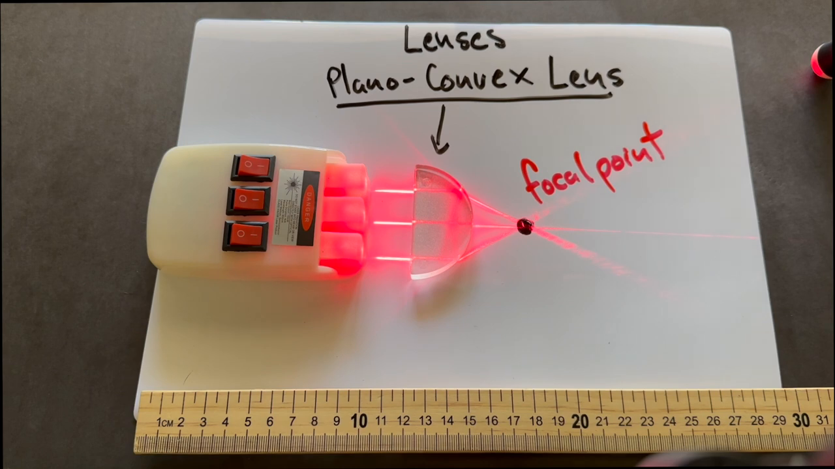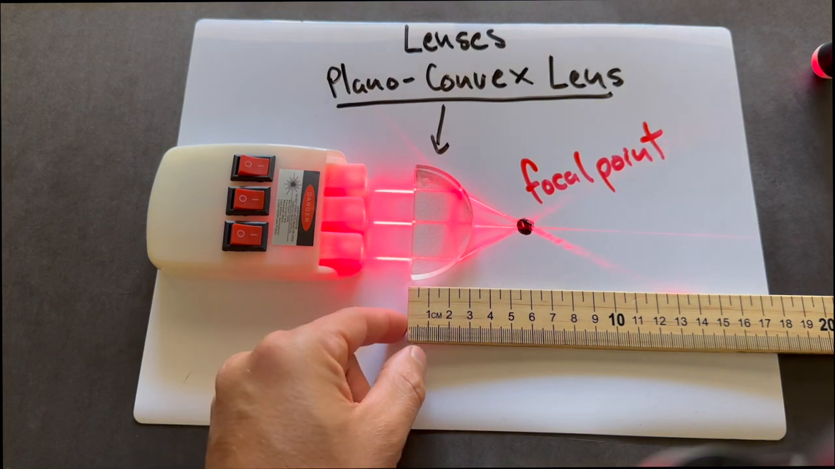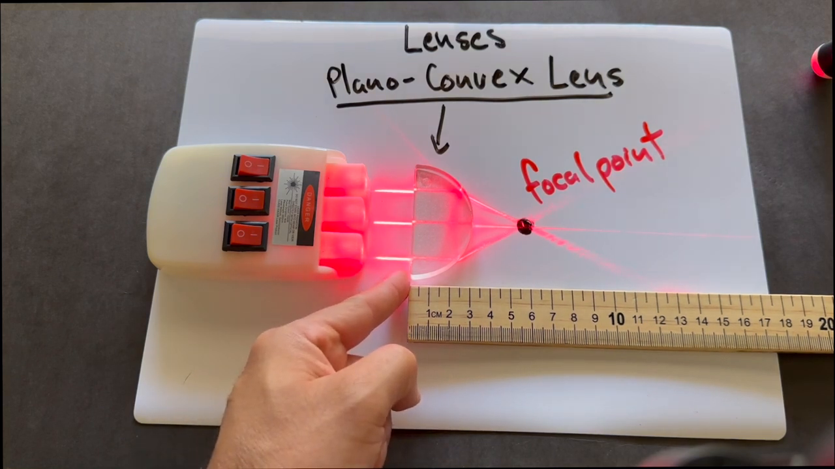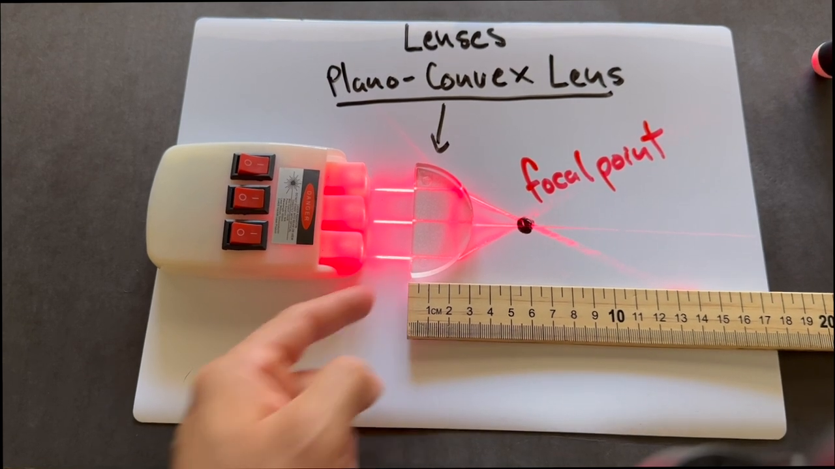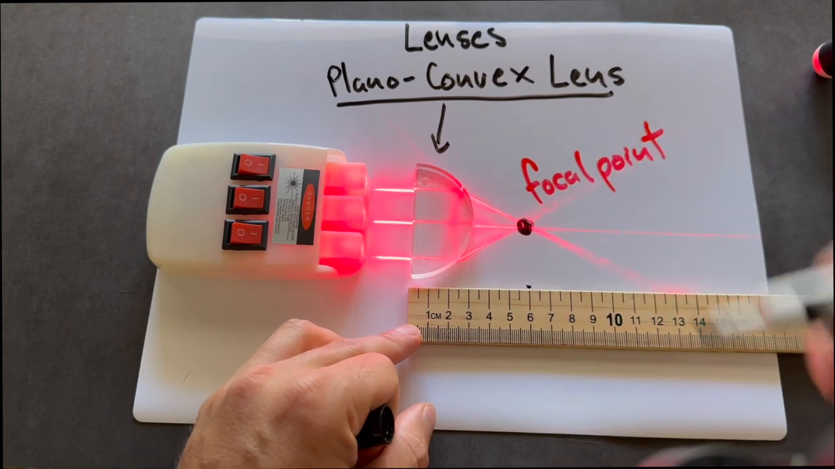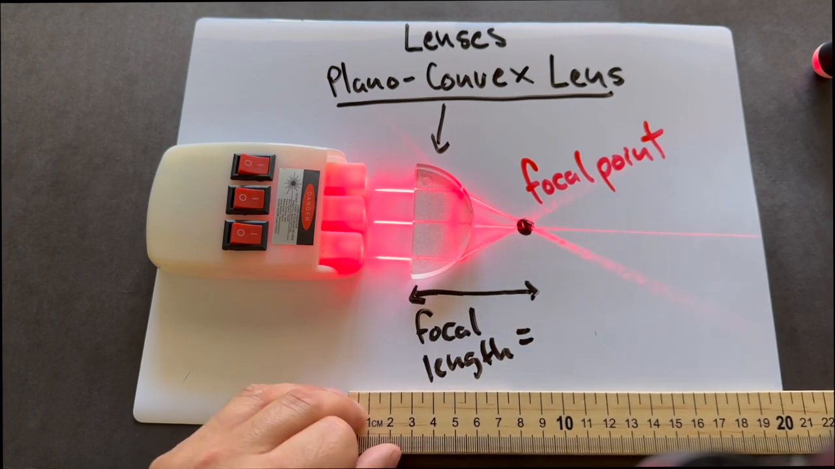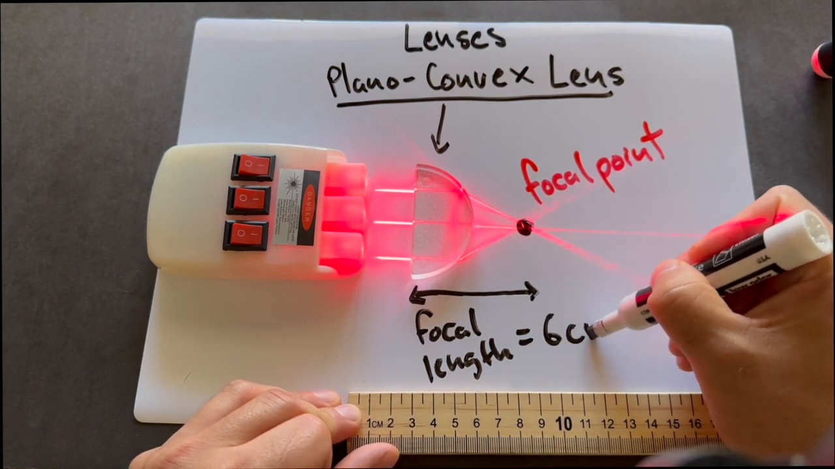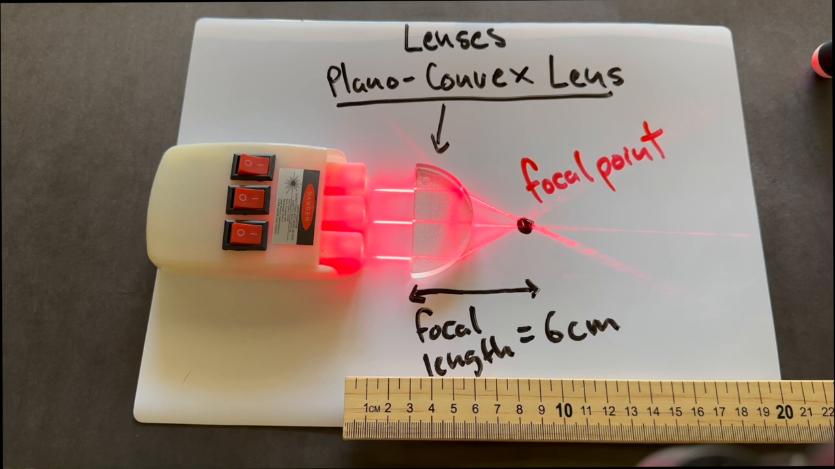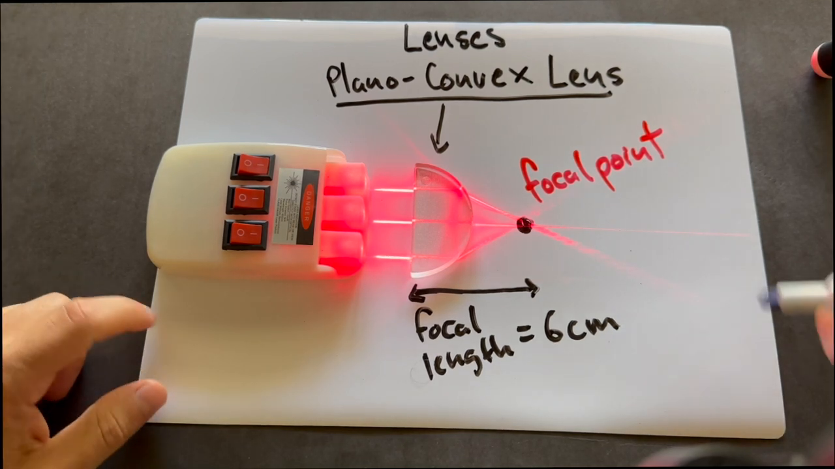And we can measure the distance to the focal point by measuring where the lens curvature begins, which is right here, to where that focal point is. In this case, we bring that right down, it's about 6 centimeters. So the focal length of this specific lens is about 6 centimeters. The focal length tells us how powerful a lens is. So the measure of this ability to refract the light is called power.